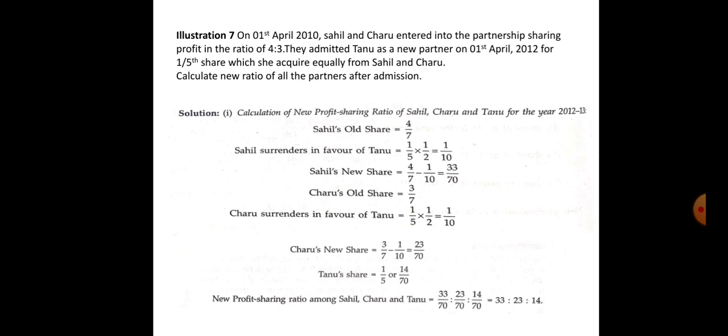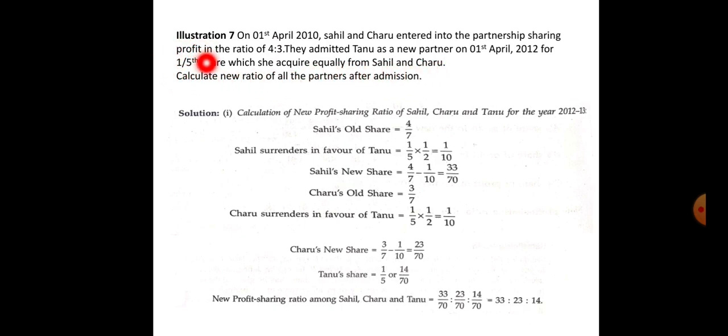Next illustration. Sahil and Charu entered into the partnership, sharing profit in the ratio 4:3. Sahil and Charu are the old partners, existing partners. Their existing ratio is 4:3. They admitted Tanu as a new partner on 1st April 2012 for 1/5 share. It means Tanu is the new partner and she is being admitted for 1/5 share, which she acquires equally. Acquire, it means third case.